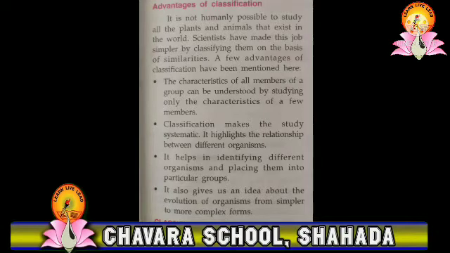Last advantage of classification is it also gives us an idea about the evolution of organism from simpler to more complex forms. The meaning of word evolution is from where that particular organism has been originated. So it gives us an idea about from where and when the organism has been originated, and we can study that organism from simpler to more and more complex forms in detail.